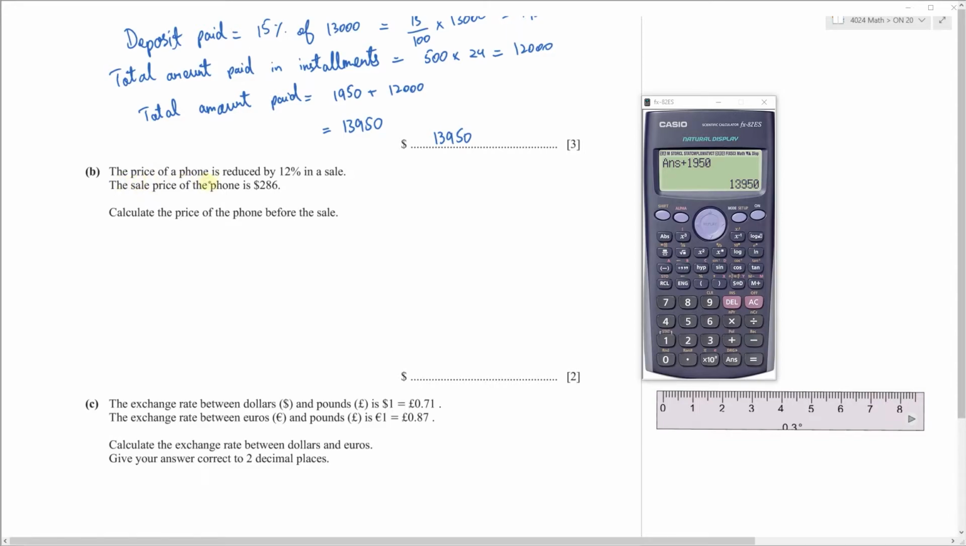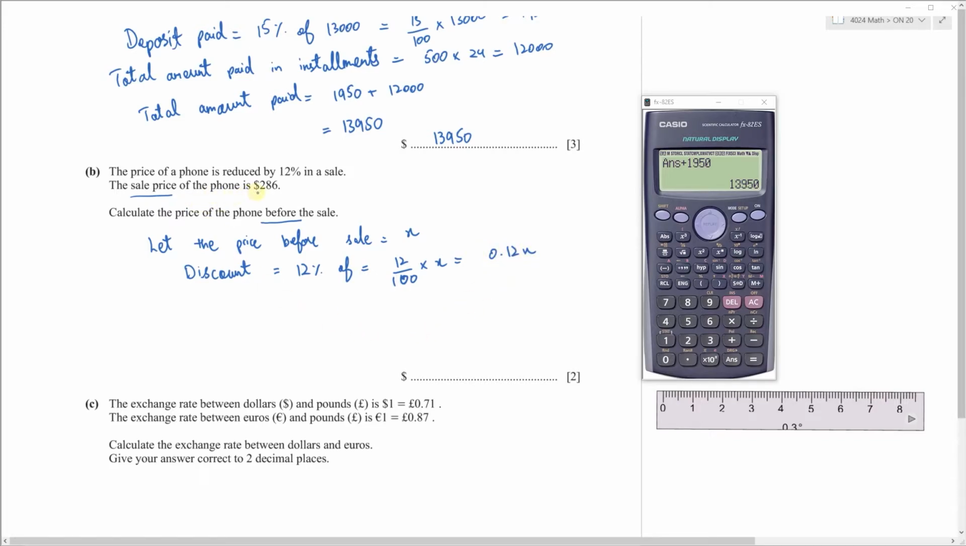Part B is the price of the phone is reduced by 12% in sale. The sale price of the phone is $286. Calculate the price of the phone before the sale. So let the price before sale equal X dollars. And if the price was X dollars and it was reduced by 12%, so there's a 12% discount during the sale. So the discount will be 12% of X, which is 12 by 100 multiplied by X, which is 0.12X.